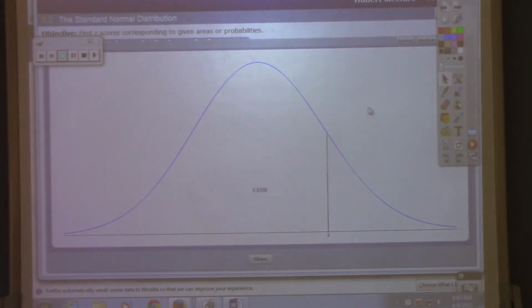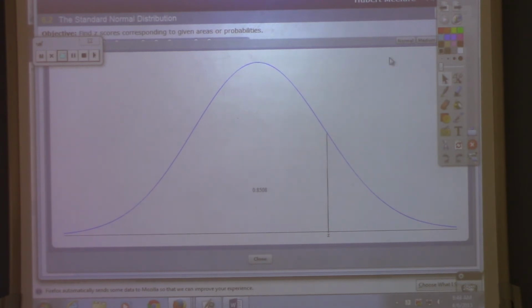All right, there's our problem. Now, what are we given? We're given an area. Okay, we're given a probability. We're given a percentage, 85%, 0.85 probability, or an area of 0.8508. You know it's a probability because it has how many digits? 4 digits. So that means we're given a probability, we need to find the Z-score.